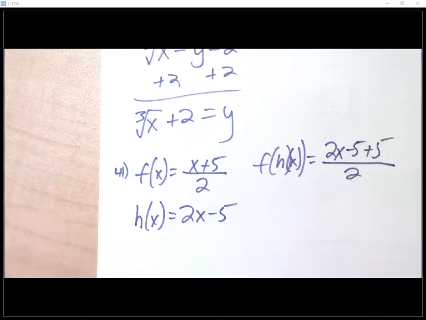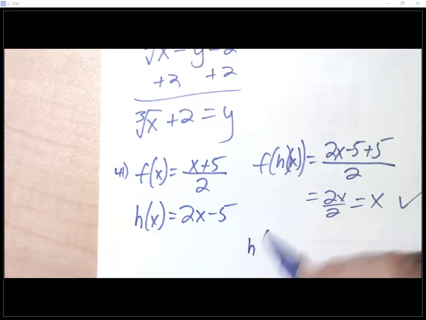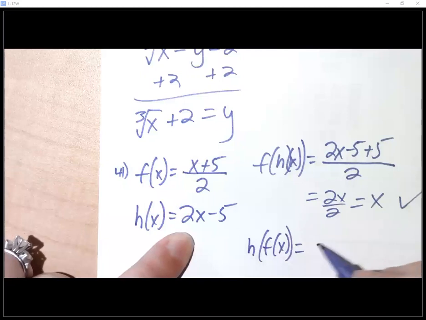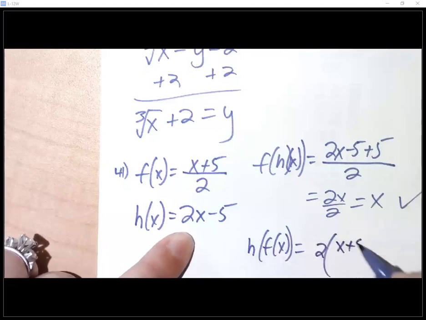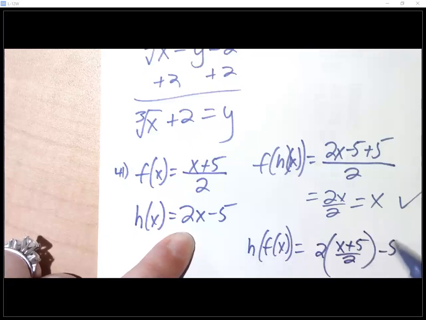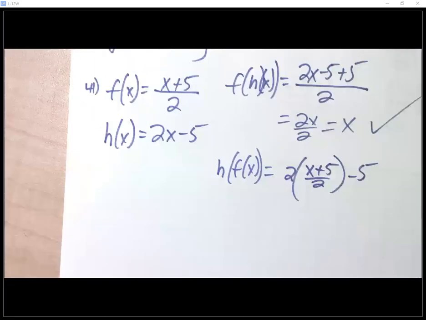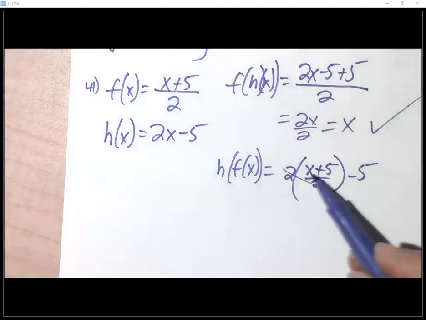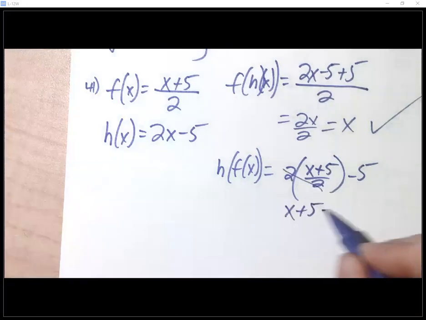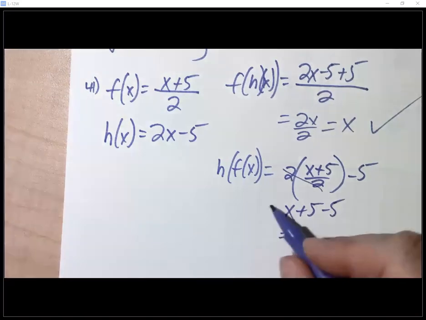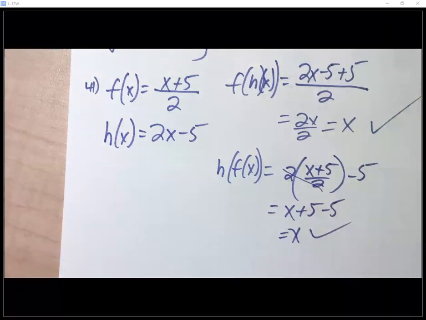And what do you know? Plus 5 minus 5 cancel out, and then you just have 2x over 2. Isn't that just x? Yes. All right, so that's good. So let's try it the other way. H of f of x. Let's take the f and put it into the h. So I want to do 2 times x plus 5 over 2 minus 5. Look what happens. The 2's are going to cancel. I have x plus 5 minus 5. It works. So yes, these would be inverses of each other.